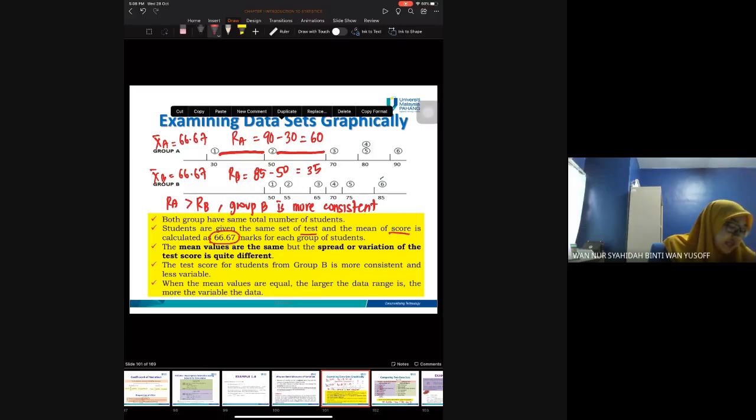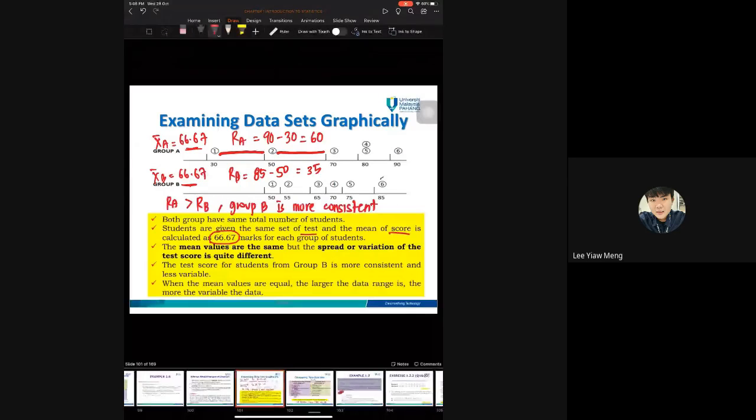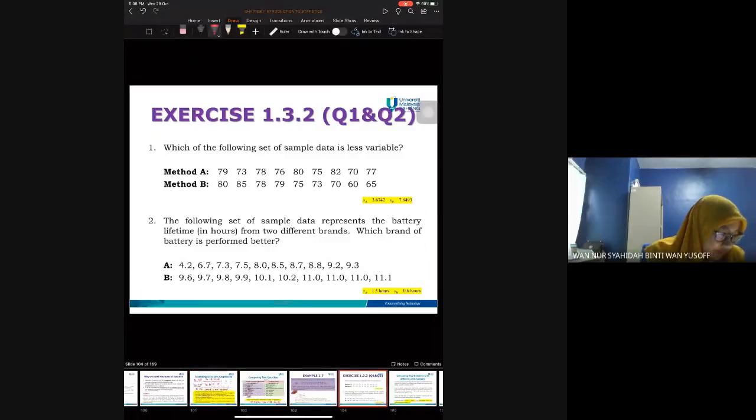Okay, so mean cannot be used because they are similar. So we cannot compare which one is better based on the mean. So that's why we go to the variation. Any questions so far? No, madam. Okay, so we go to exercise 1.3.2.